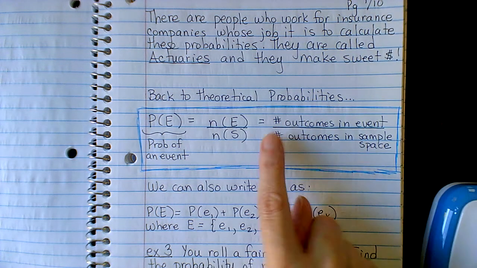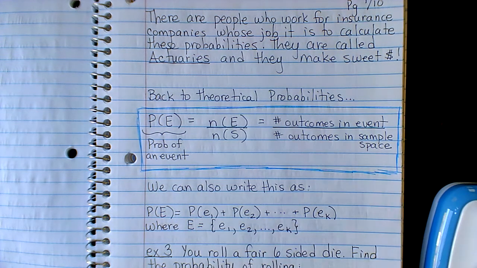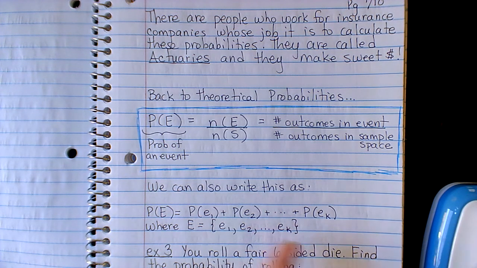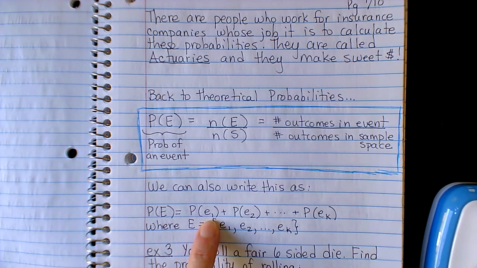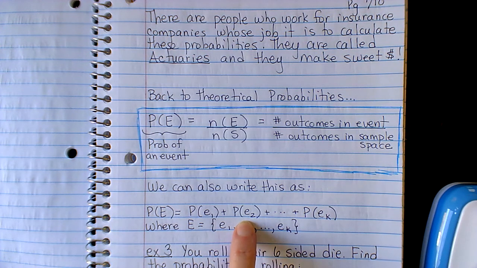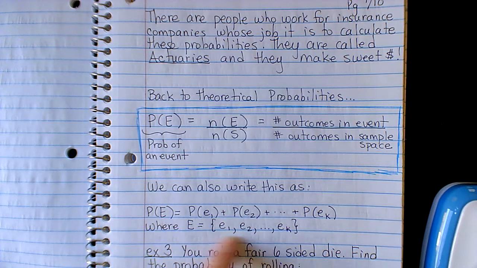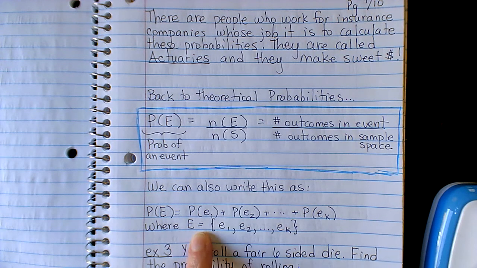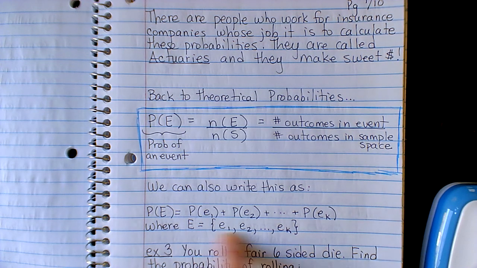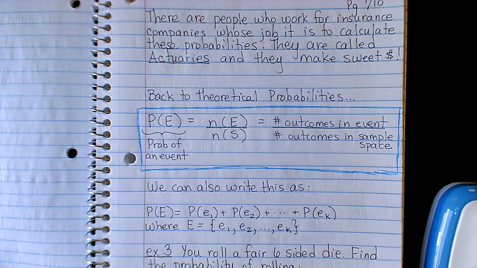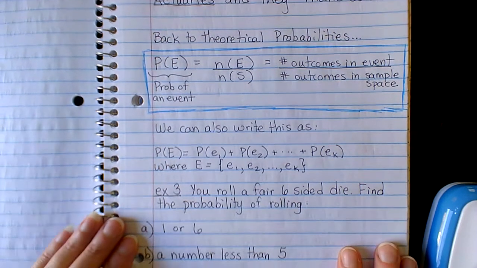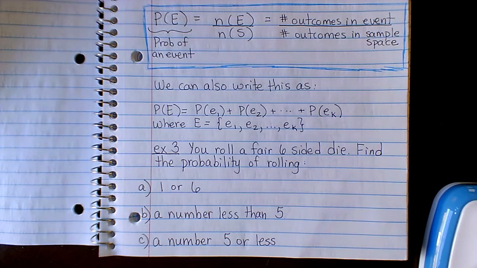I wrote everything out for you over here too. And you can see I highlighted this in blue so that you could find it easier, because this is a formula that we are going to reference a lot. Now, we could also write this probability as the probability of the first outcome plus the probability of the second outcome, all the way up, where these are all the outcomes in an event. That's just a lot more cumbersome to have to write. So let's just dive into an example.